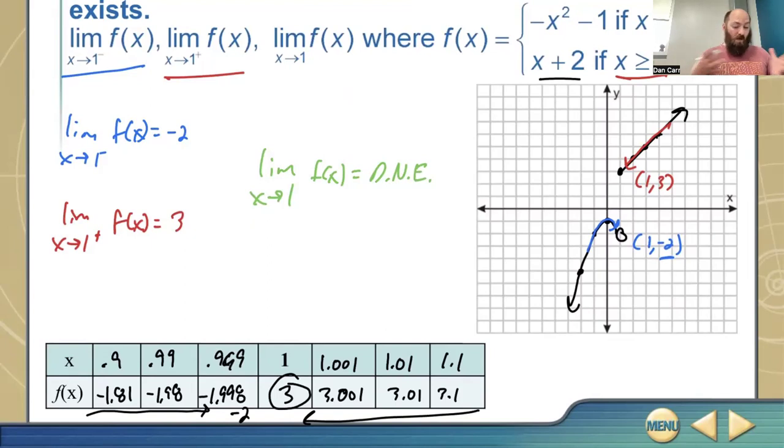We'll go into more interesting looking functions with this in our next one. But the idea is looking at what is a limit and how do we determine if it exists, looking at it from left-hand and right-hand directions.